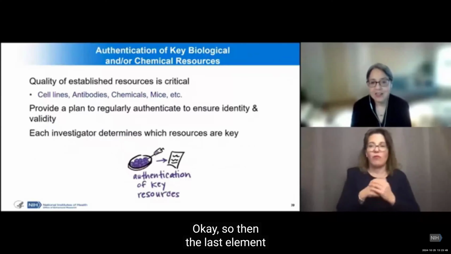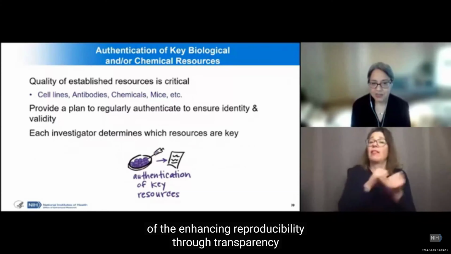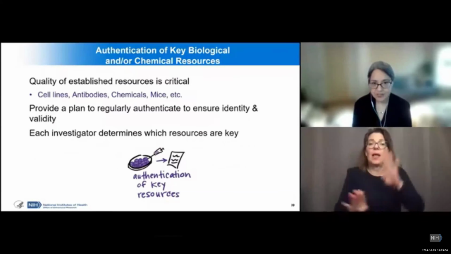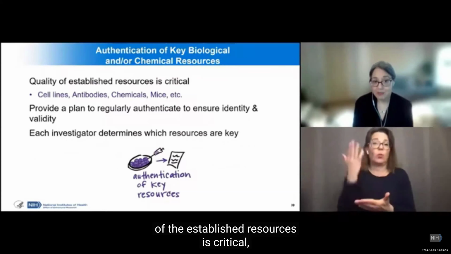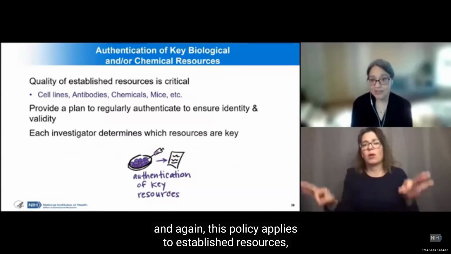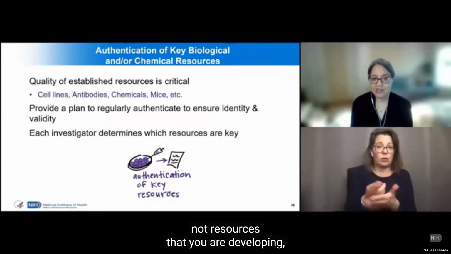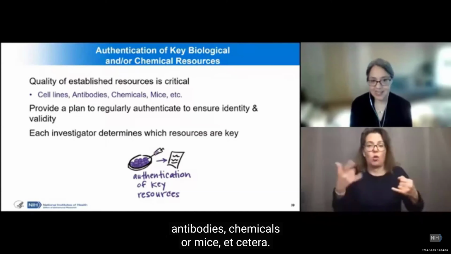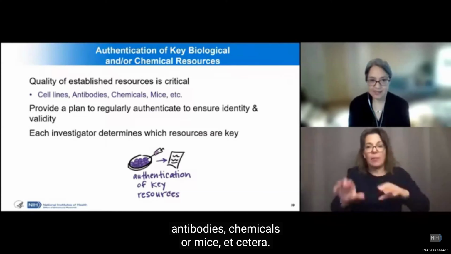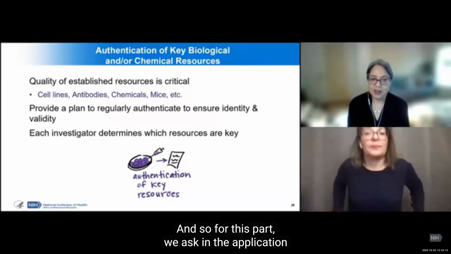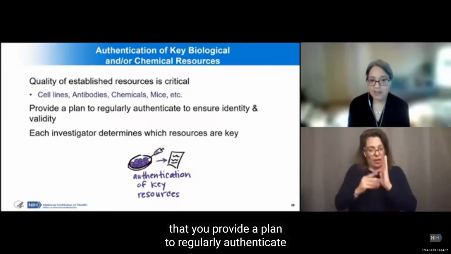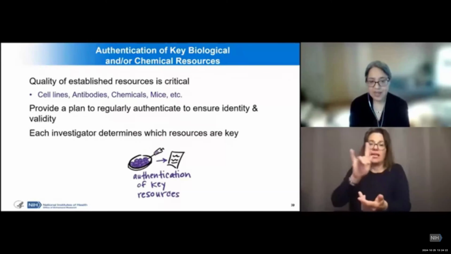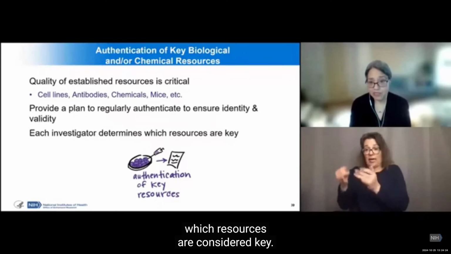Okay, so the last element of enhancing reproducibility through transparency is authentication of key biological and or chemical resources. So we know that the quality of established resources is critical. And again, this policy applies to established resources, not resources that you are developing or propose to develop. These include cell lines that are already in existence, antibodies, chemicals, or mice, etc. And so for this part, we ask in the application that you provide a plan to regularly authenticate and ensure the identity and validity of your resources. Each investigator will determine which resources are considered key.